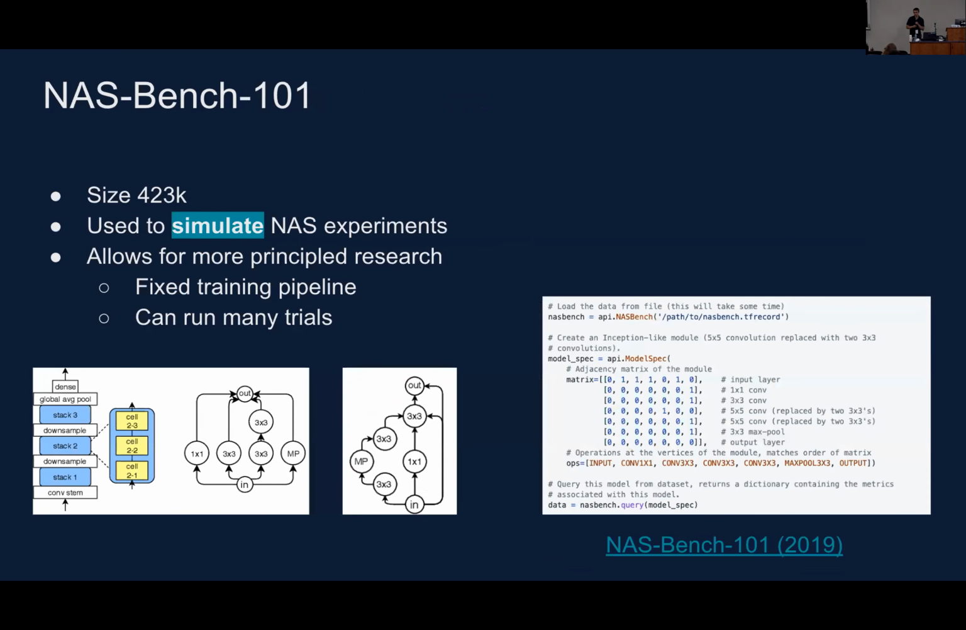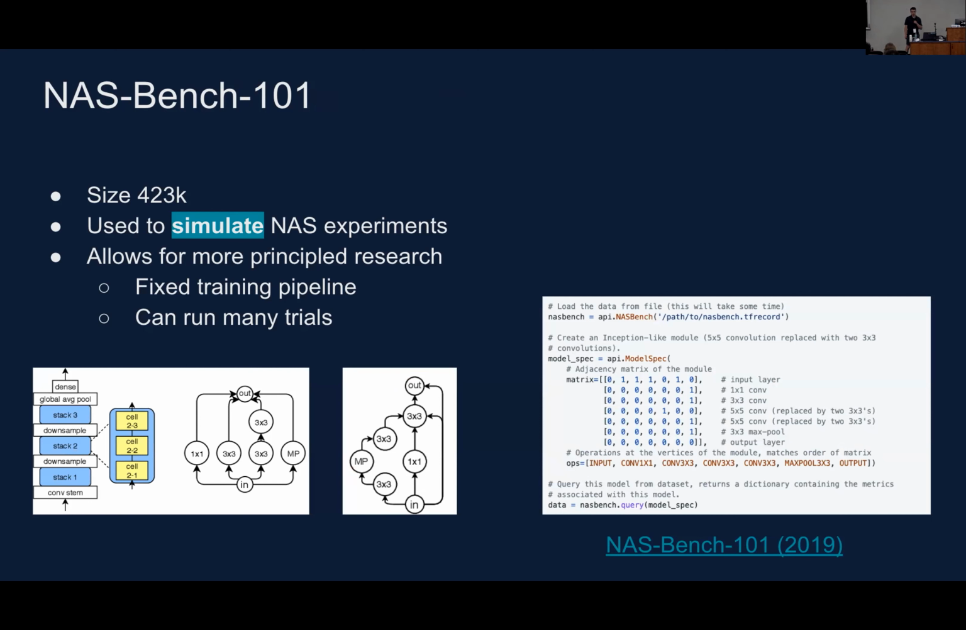Okay, so next I wanted to talk about NAS benchmarks. Day will also cover best practices in the second part, but since I'm already talking about search spaces, I'll give an overview of the different NAS benchmarks.